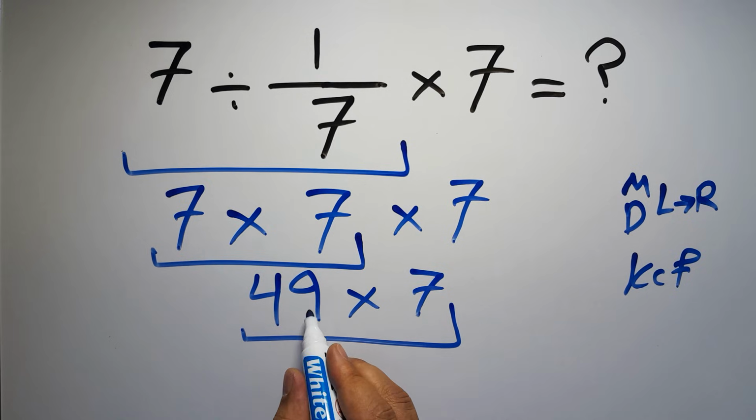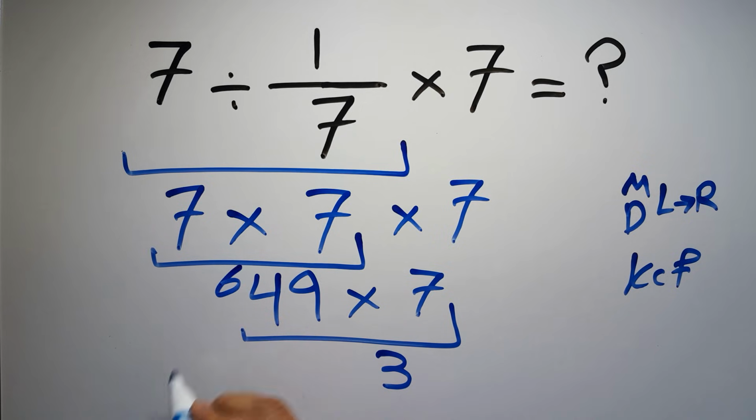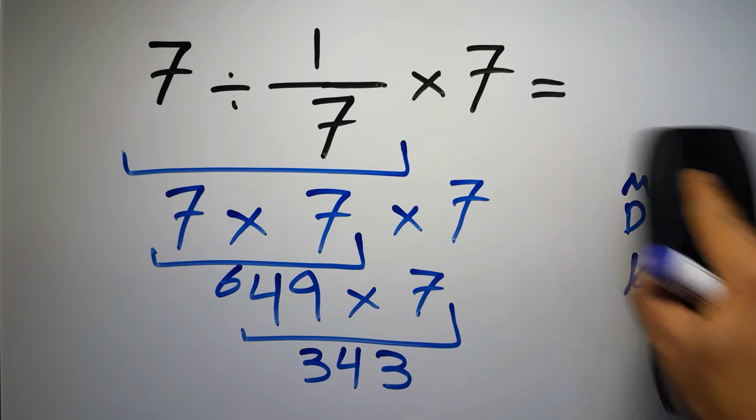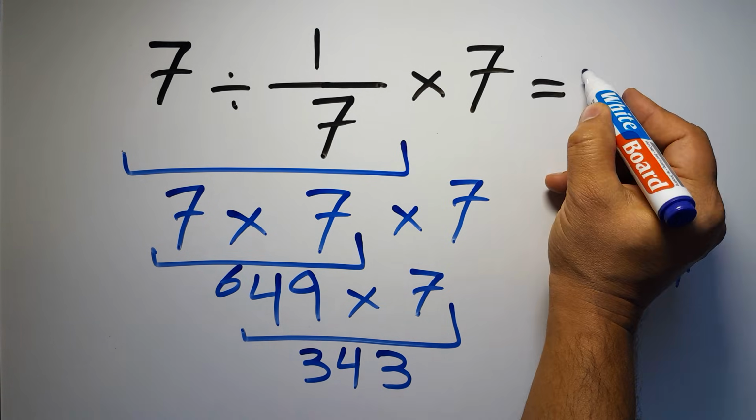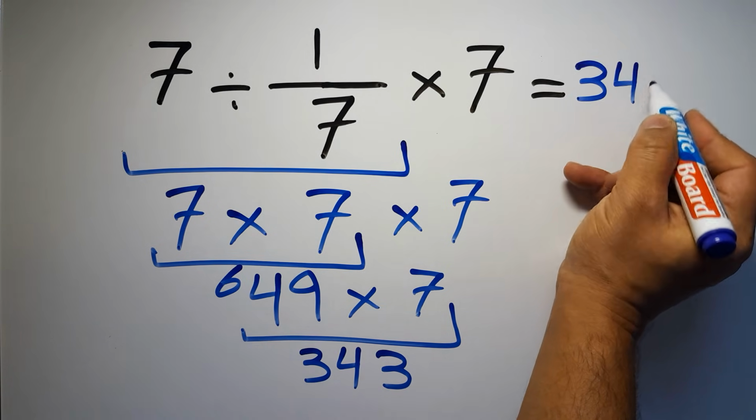7 times 9 gives us 63. So we write 3 here and carry 6 here. 7 times 4 gives us 28, and 28 plus 6 equals 34. So we have 343, and this is our final answer to this problem. The correct answer is 343.